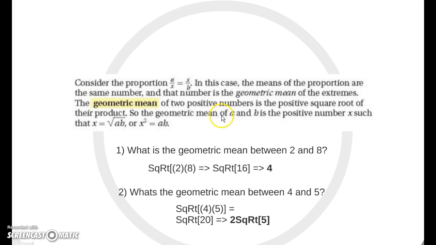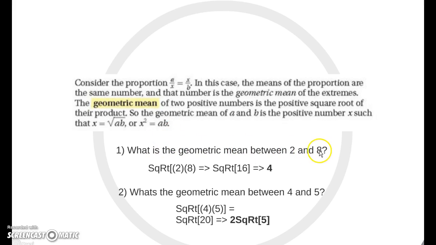So the geometric mean of a and b is the positive number x such that x equals the square root of ab. So when we square root both sides, we don't have to worry about plus or minus the square root of ab. We're just looking at the positive one. And of course, this has to be positive because we're not taking no square root of no negatives in this class. That's for Algebra 2. So let's not spend a lot of time. This is a lot easier than it looks.